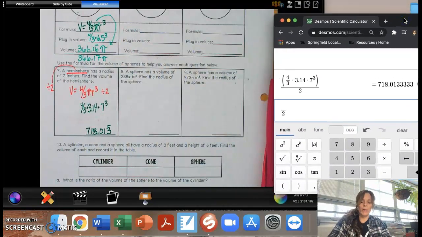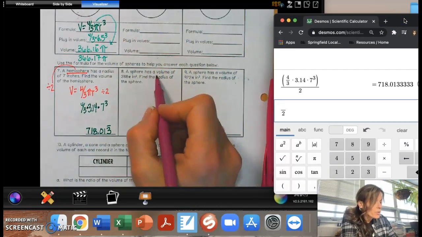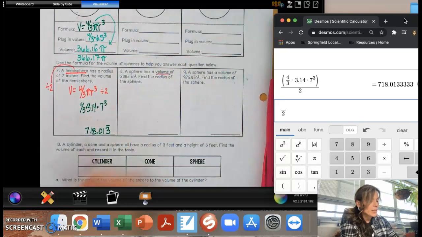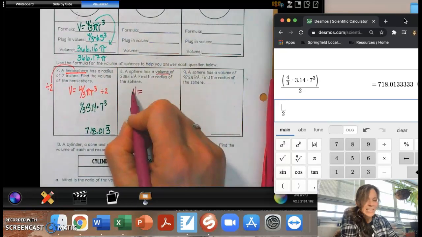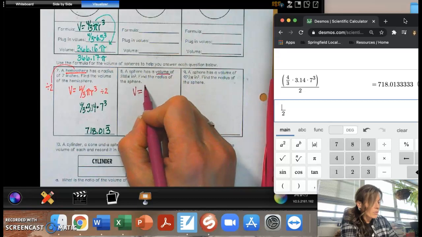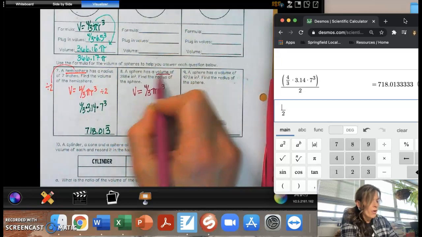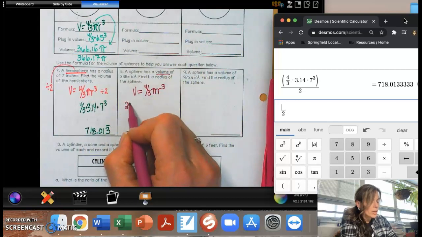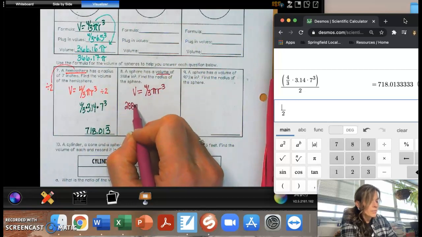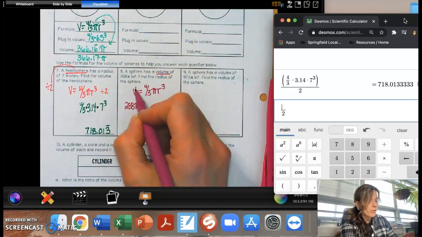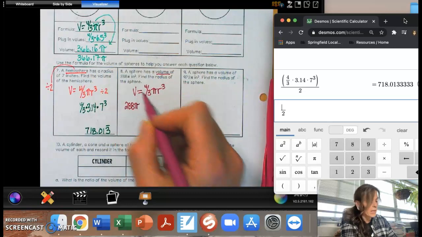Now, the last problem is a problem that I saw a lot of people struggle on the quiz. If they give you the volume, that just means it's going to go on the V side. They gave you the volume. All right, so see if you can follow me on this one. The volume is 288 pi. So that's the only piece of information they gave me to plug in. So I'm going to plug that in.